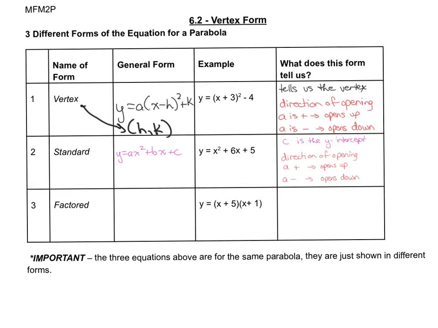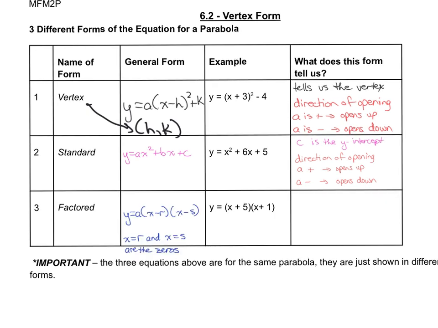And then finally we have factored form. And of course we get factored form by factoring. These, by the way, are all the same equation, just in different forms. So note how x squared plus 6x plus 5 factored is (x plus 5)(x plus 1). And so the generic factored form just replaces the 5 and the 1 with letters. The factored form gives us the zeros, and it also gives us the direction of opening.